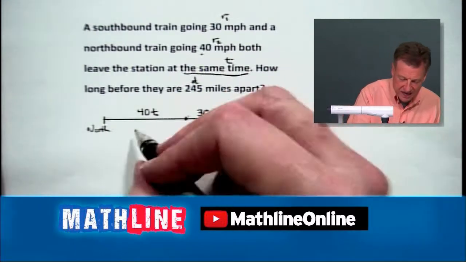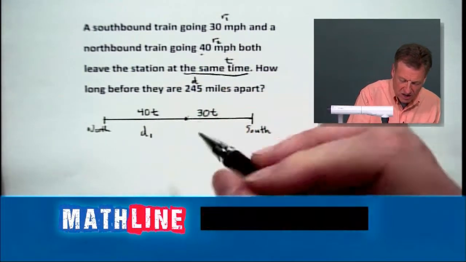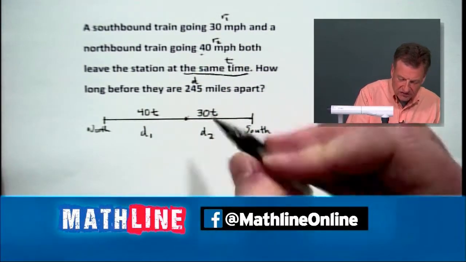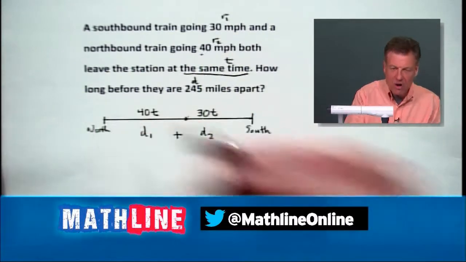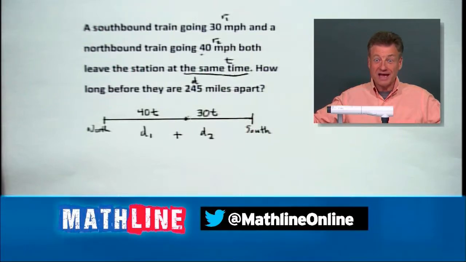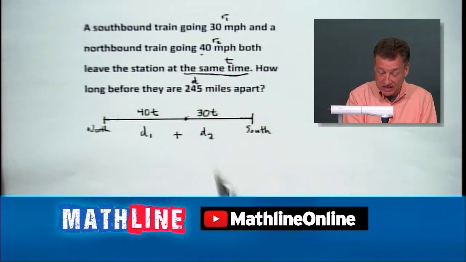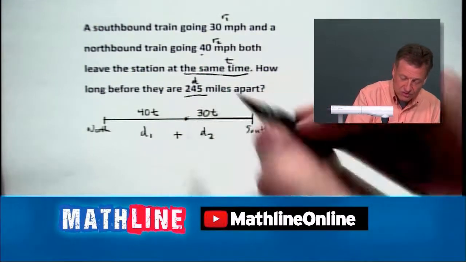But eventually, what's going to happen with these two distances? I'm going to call them D1 and D2, first distance, second distance. And we're going to add those together to get how far apart are we? How far apart? Everybody got it? Hey, it was given to us, wasn't it? There's the 245.